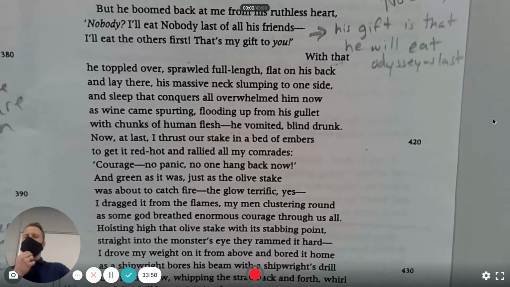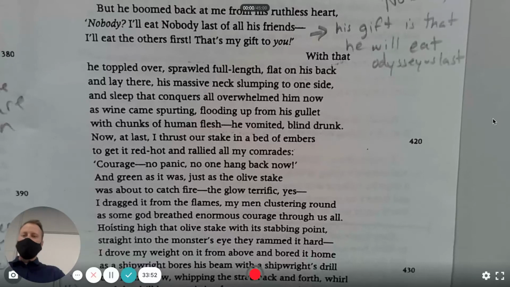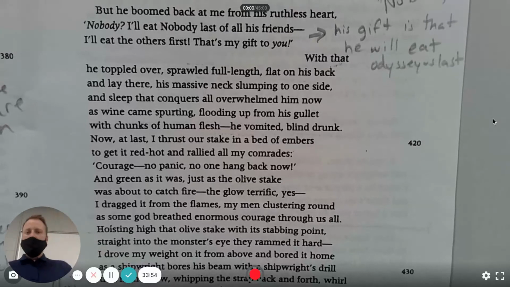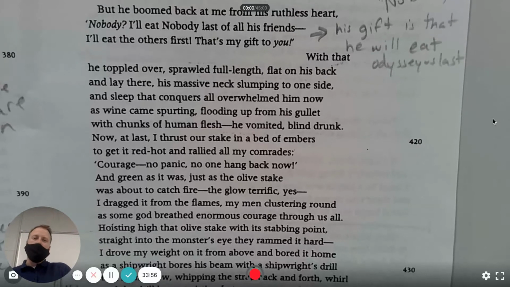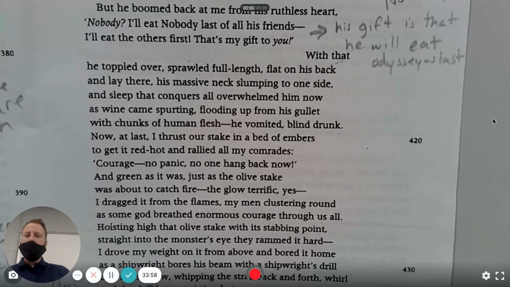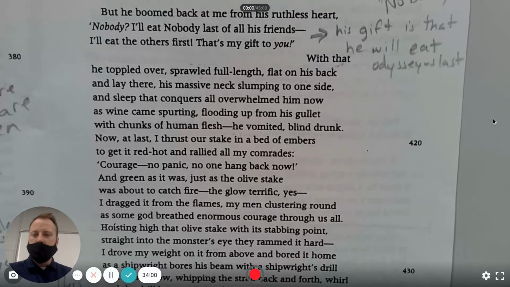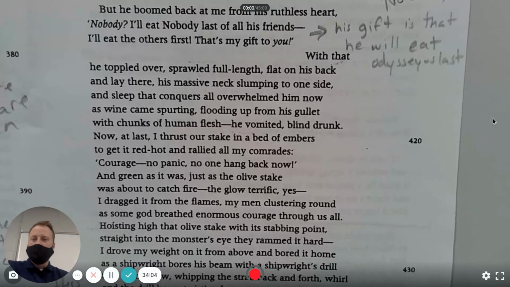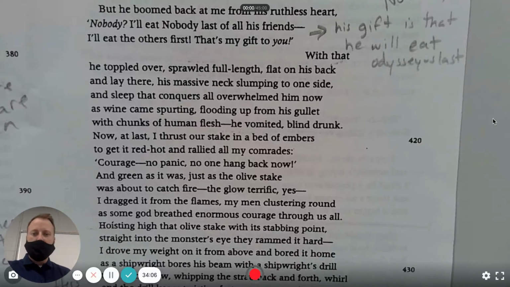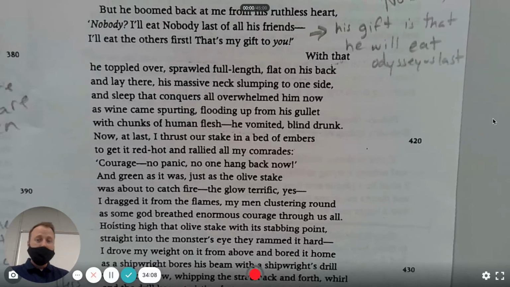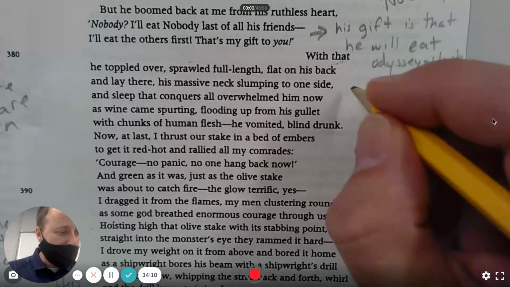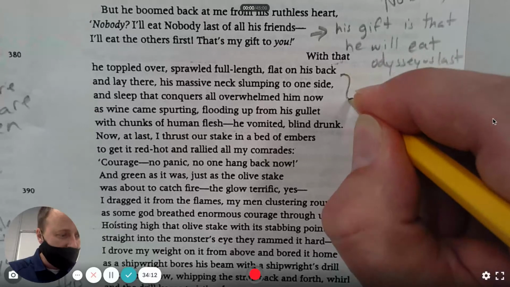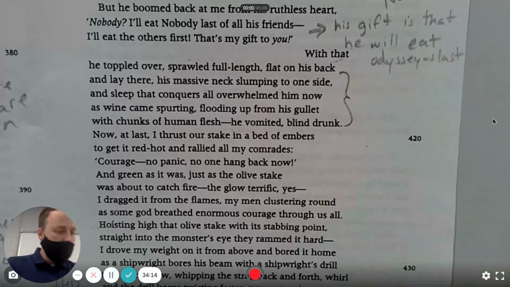With that, he toppled over, sprawled full length, flat on his back, and lay there, his massive neck slumping to one side, and sleep that conquers all overwhelmed him now, as wine came flooding up from his gullet with chunks of human flesh. He vomited, blind drunk. Oh, goodness. So what happens to the Cyclops? He passes out.